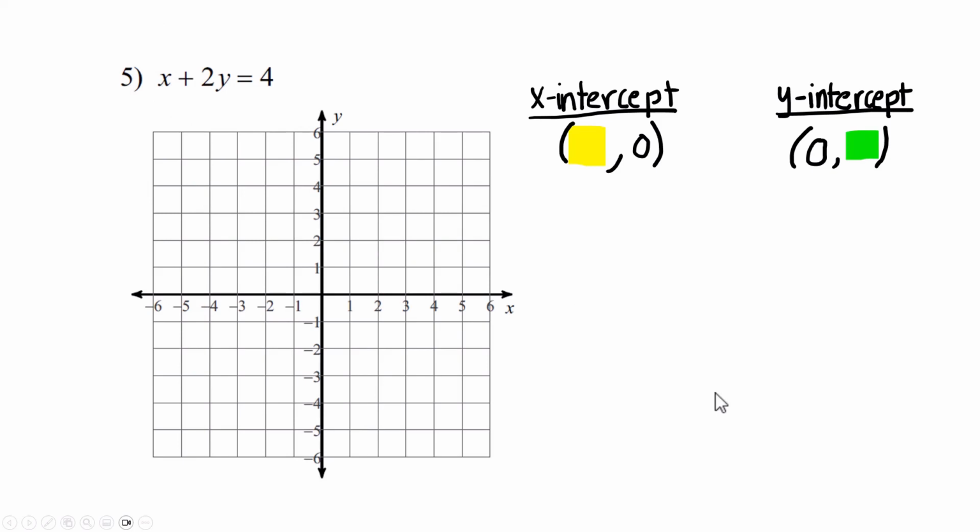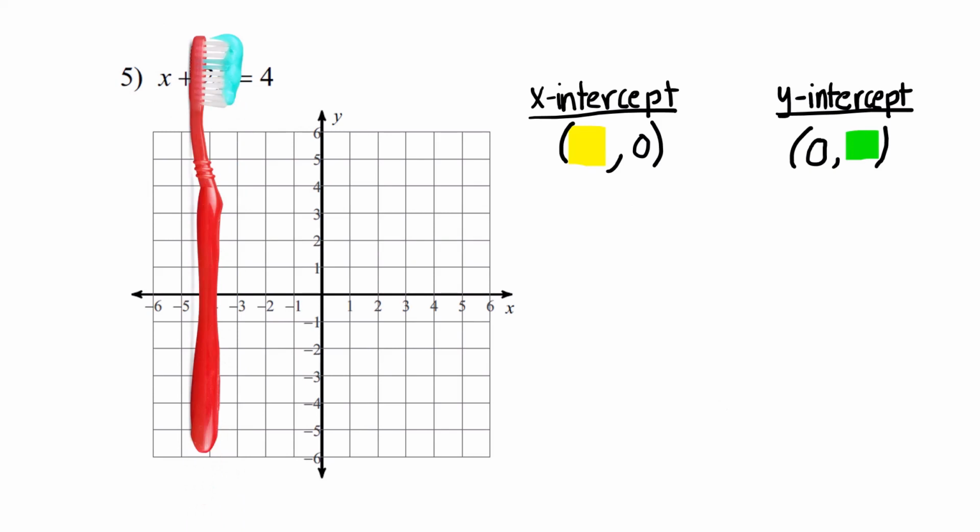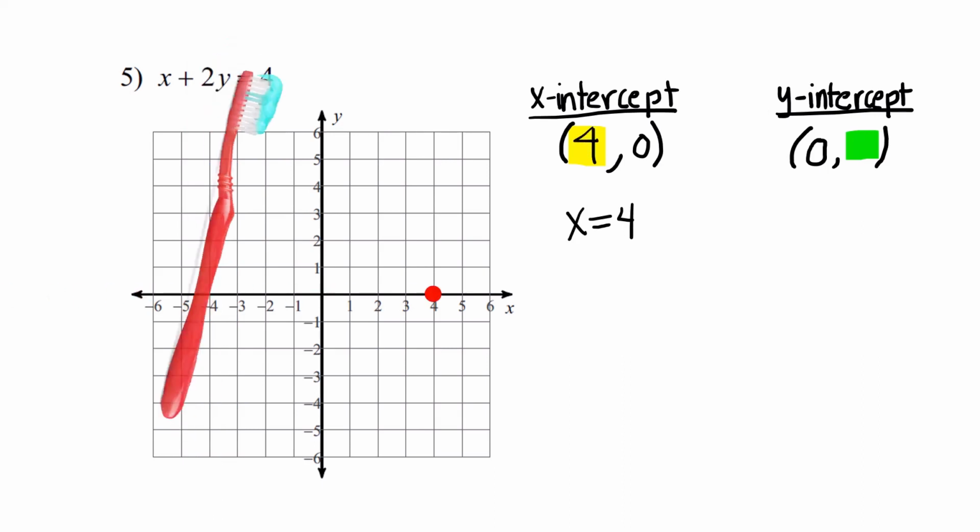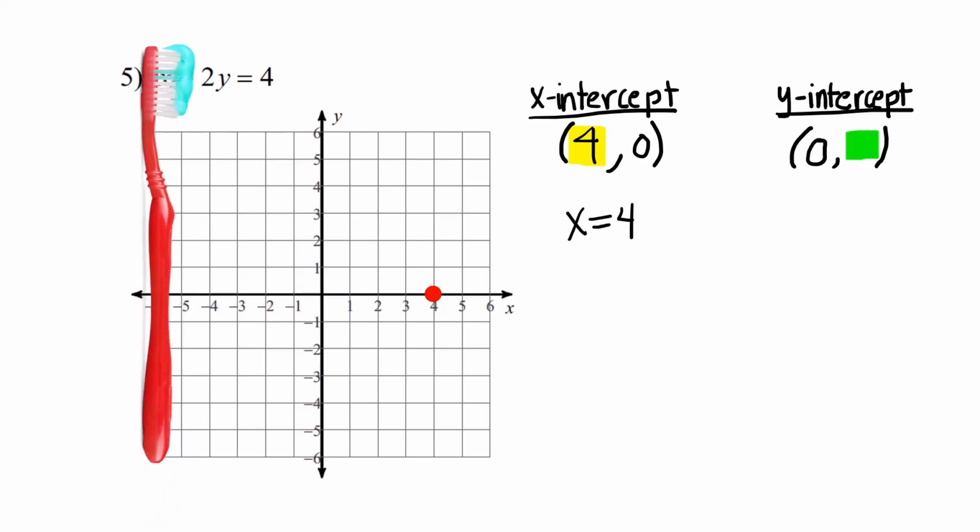For the x-intercept, we want to keep the x. We want to zero out the y. And then you write down what is left. It's x equals 4. So that's the answer. Our intercept is 4, 0. Plot that point. Now for the y-intercept, you want to keep the y and zero out the x. If you want to keep the y, you cover up the x part. So now we have 2y equals 4, and we solve that by dividing both sides by 2. I get y equals 2. Plot that point 0, 2, and then draw the line.